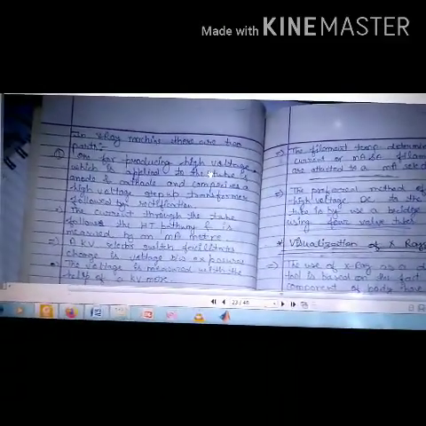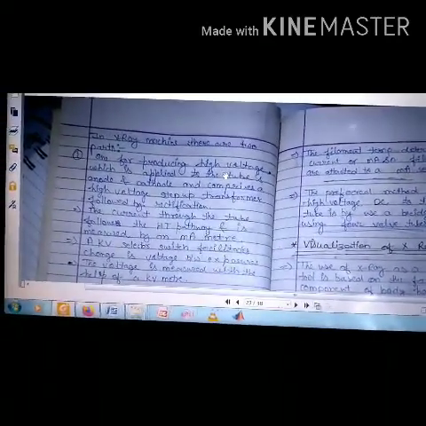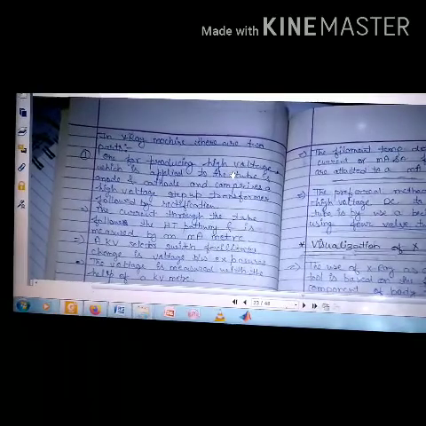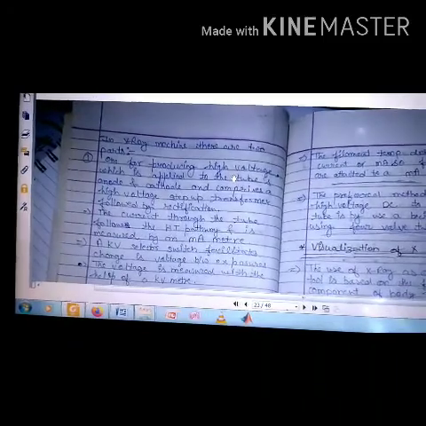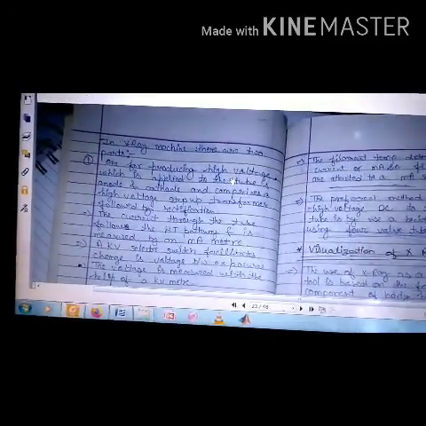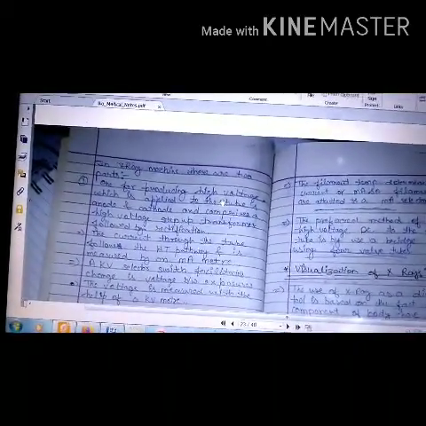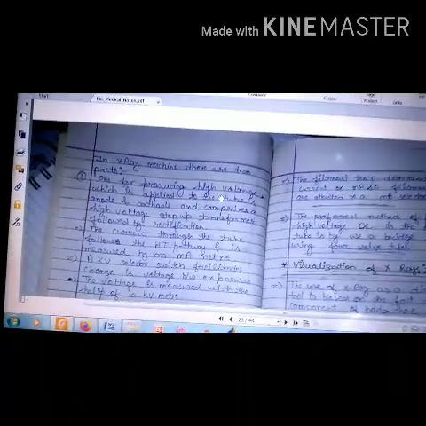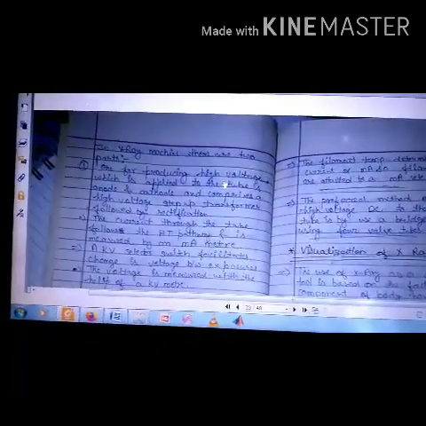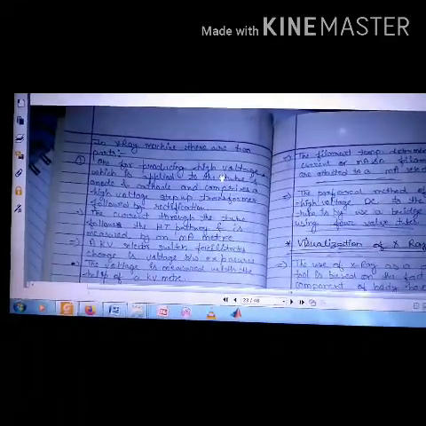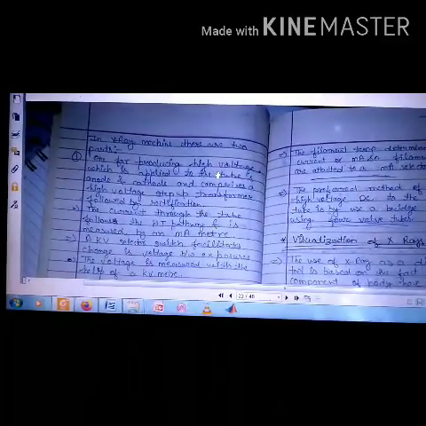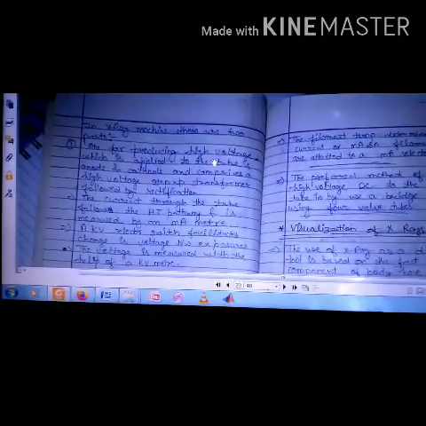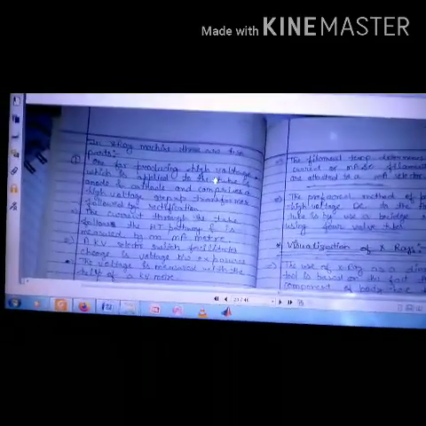If we look here, what are the important parts of an X-ray machine? The first part is for producing the high voltage, which is applied to the tube of the anode and cathode, and comprises a high voltage step up transformer followed by rectifiers. So we need a very high voltage in our X-ray machines, therefore we have step up transformers which keep on increasing the voltage. Okay, and thereafter these are rectified. The current through the tube follows a high tension path and is measured by a milliammeter.